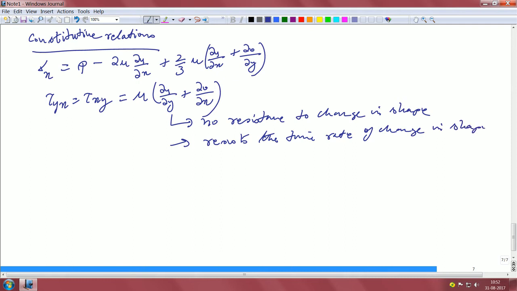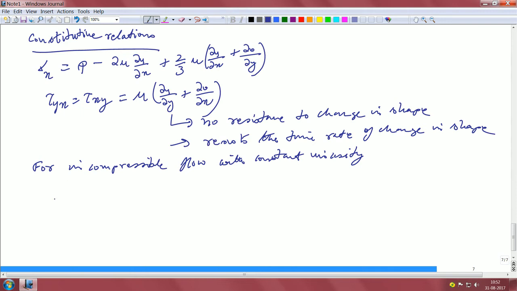Got it? So, these are the two important things to note: no resistance to change in shape, but it resists the time rate of change of shape. Now, for incompressible flow, once again, these are the special assumptions, with constant viscosity. That means the viscosity does not change with space. There can be fluids where the viscosity can change spatially, or with the flow field.